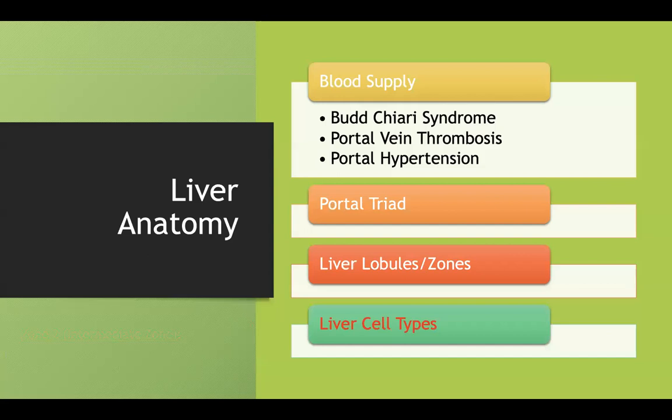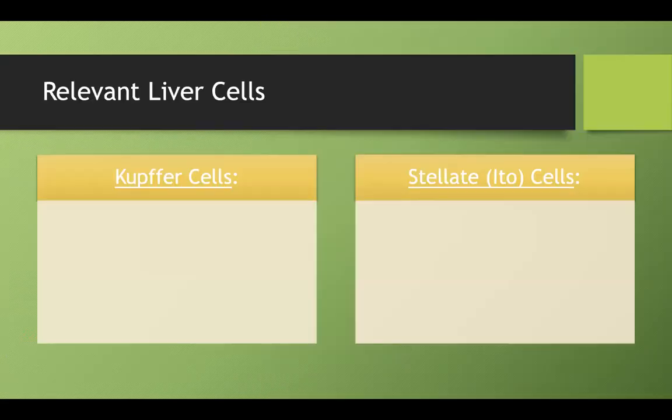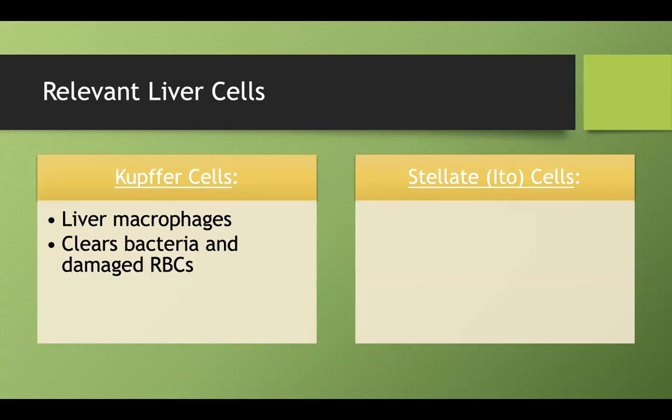There's only, I believe, 2 cell types that really matter in the liver that they're going to test you on at least. I shouldn't say there's only 2 that matter. But the 2 that you should know for step 1 or level 1 at least are the Kupffer cells and the stellate or Ito cells. So the Kupffer cells are a specialized type of macrophages that exist in the liver, and they help clear bacteria and damaged red blood cells.